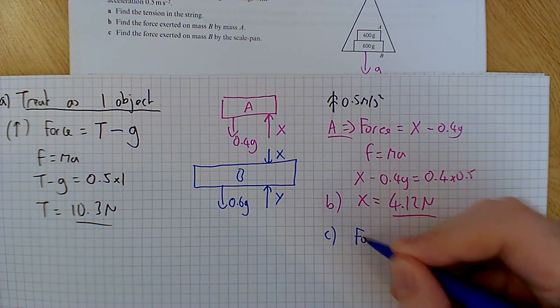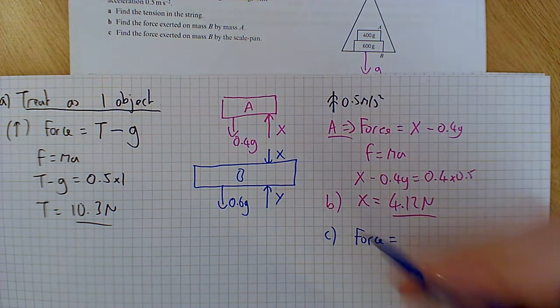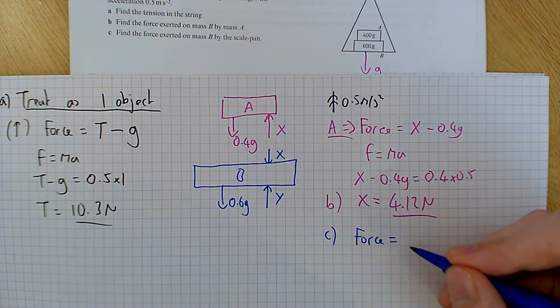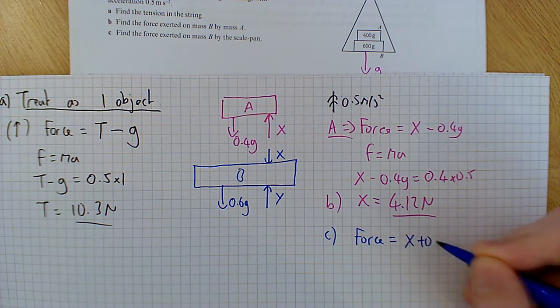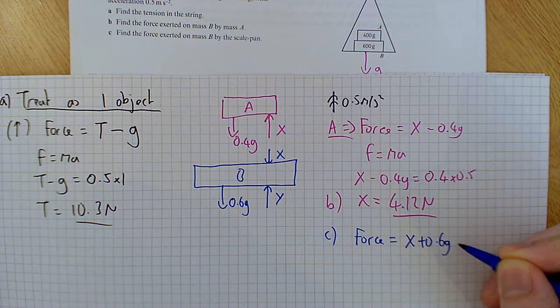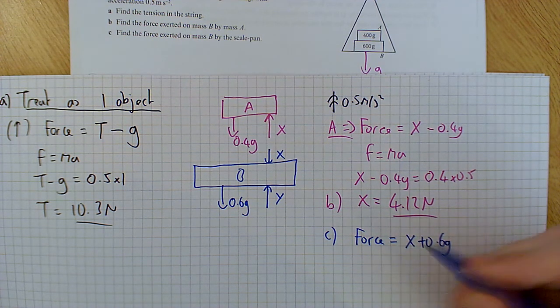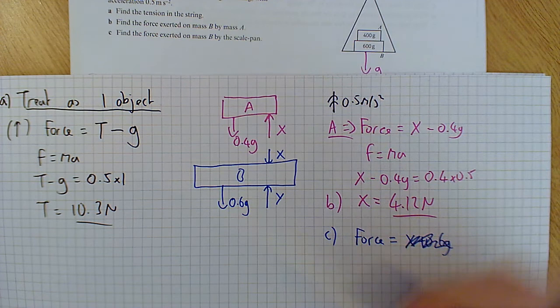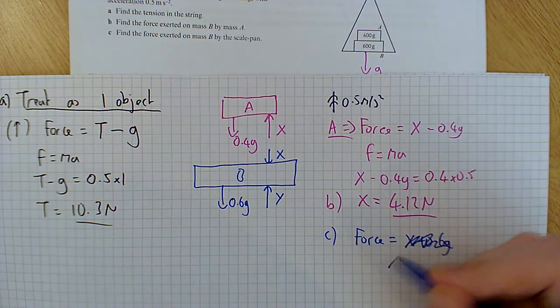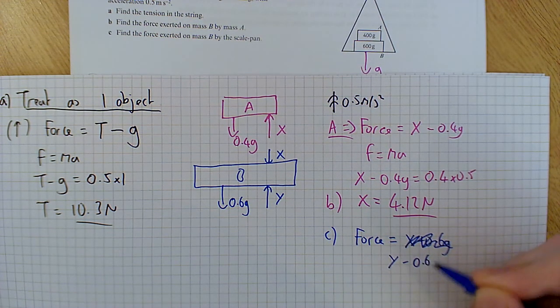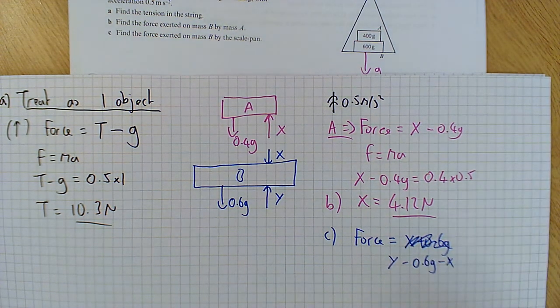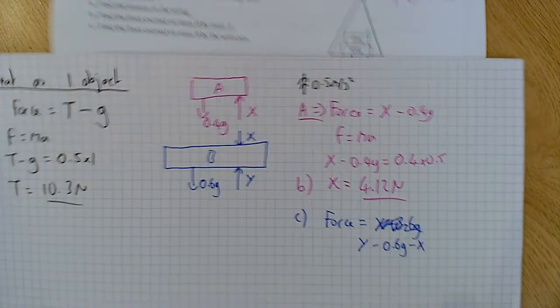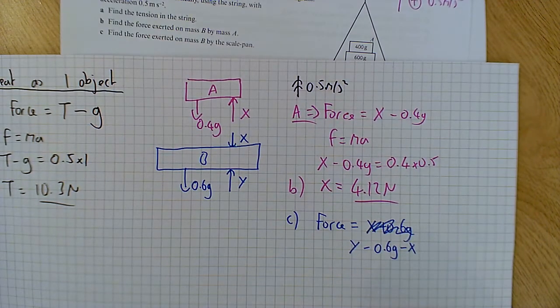So in B, it has two forces pushing it down. One is X, right, and the other is 0.6g. They're stopping it going up. So I've done this the wrong way around. Positive is going up, isn't it? So the force going up is Y, and it's pulled back by minus 0.6g and minus X. They're the two downward forces, right, and Y is the upward force.